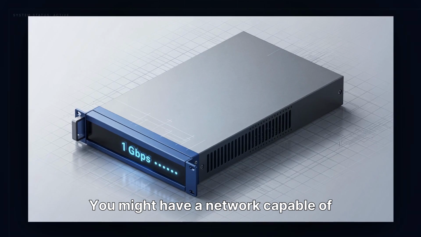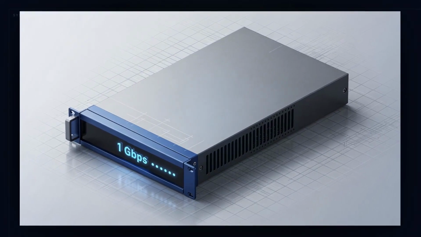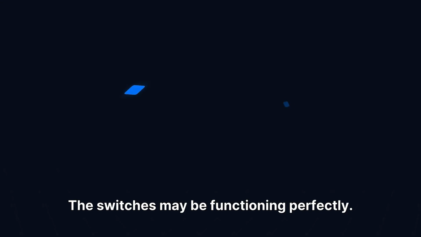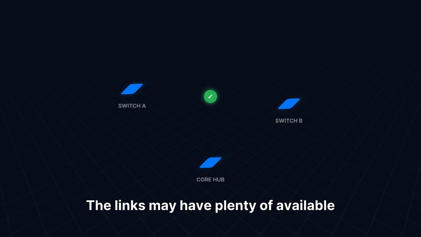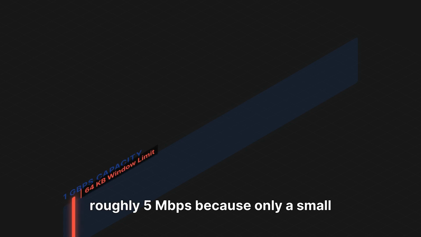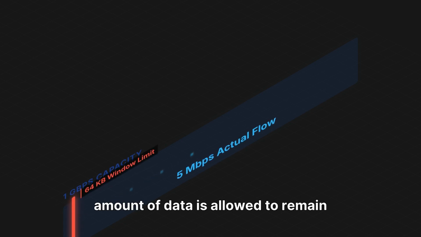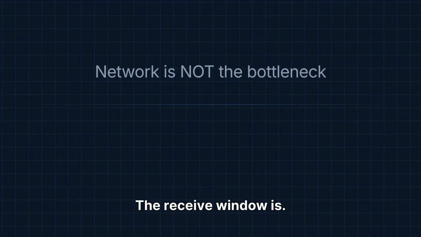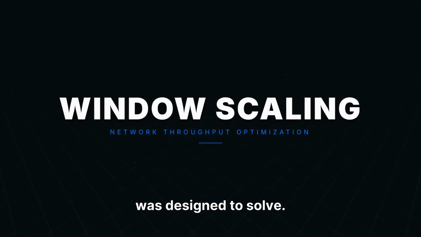You might have a network capable of delivering 1 gigabit per second. It looks powerful. There may be no congestion. The routers may be functioning perfectly. The switches may be functioning perfectly. The links may have plenty of available bandwidth. Yet TCP could still be limited to roughly 5 megabits per second because only a small amount of data is allowed to remain in transit at one time. The network is not the bottleneck. The receive window is. This is exactly the problem window scaling was designed to solve.